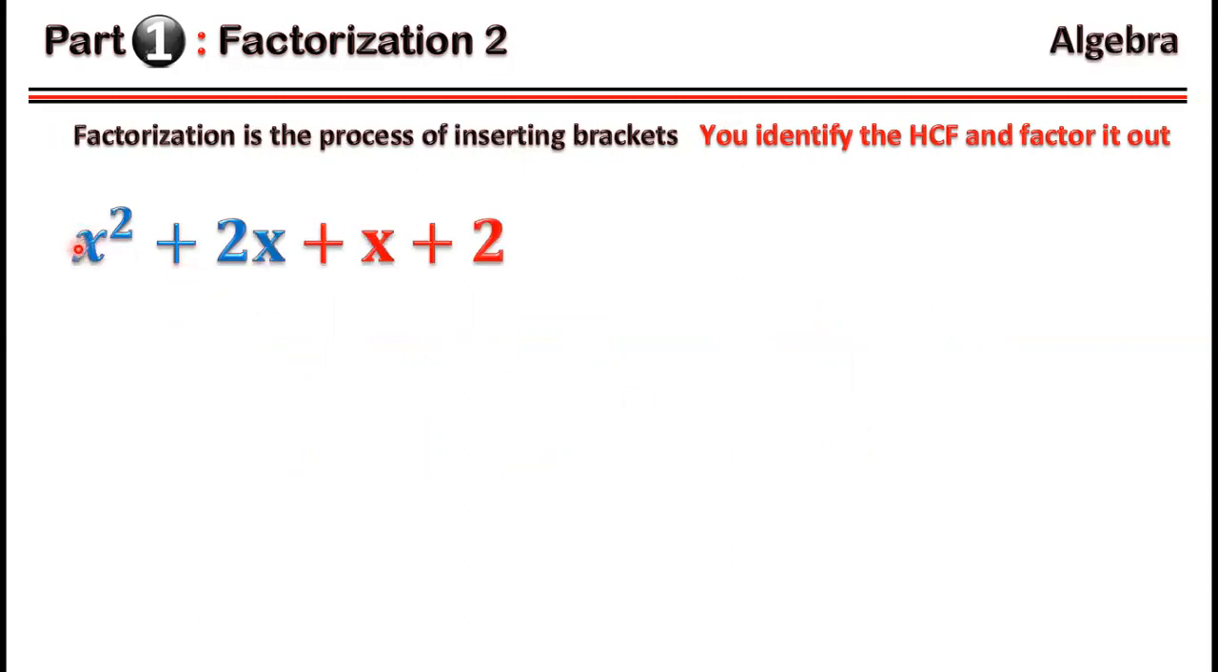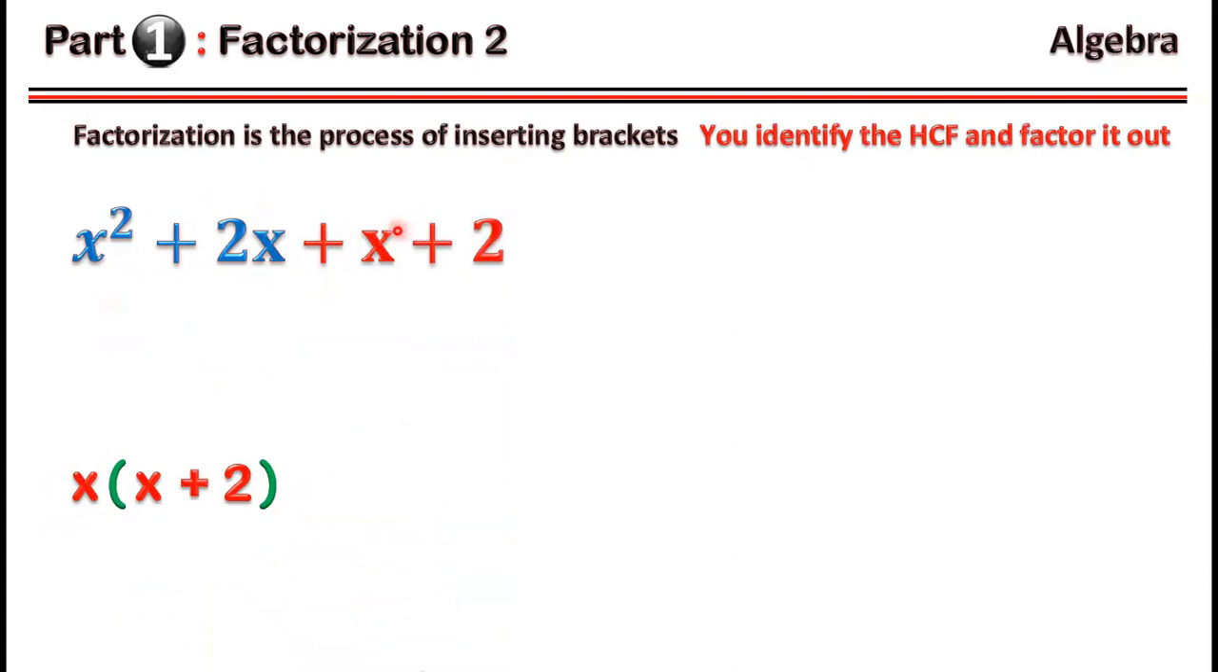Now we have 4 terms. Whenever you have 4 terms like this, you start by grouping them. Let's call the first 2 group 1 and the other 2 group 2. So we group them. For the first group, x squared plus 2x, the highest common factor is x. So x squared divided by this x will give us x, and plus 2x divided by x will give us plus 2.